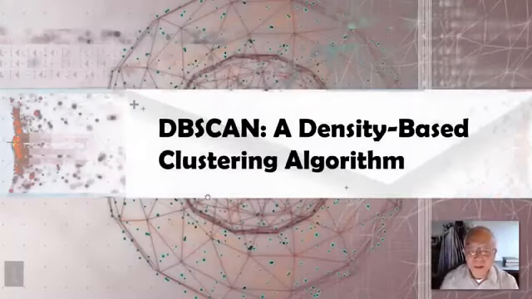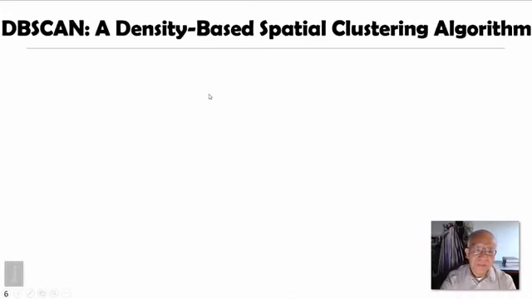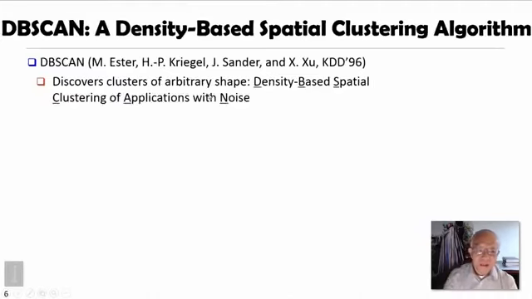In this session, we are going to introduce a density-based clustering algorithm called DBSCAN. DBSCAN is a density-based spatial clustering algorithm introduced by Martin Ester, Hans-Peter Kriegel's group in KDD 1996. This paper received the highest impact paper award in the conference of KDD 2014. This paper developed an interesting algorithm that can discover clusters of arbitrary shape.